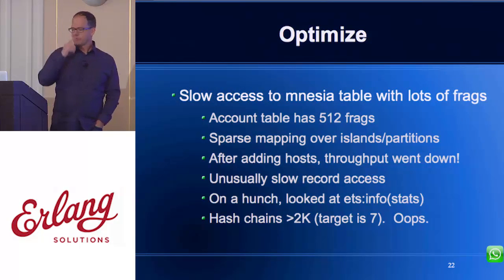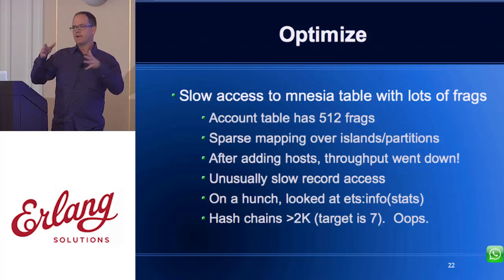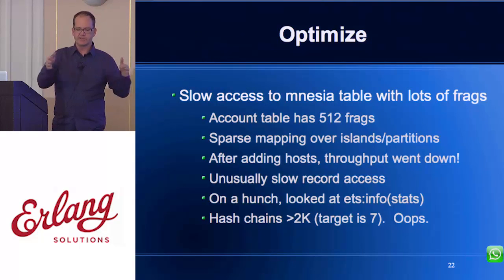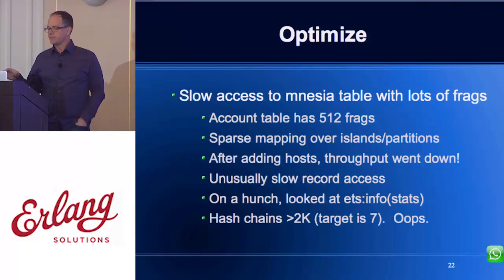Okay, another example. This was a fun one. Our account table has 512 Amnesia fragments, and we're partitioning this into those islands, which means that there's basically a sparse mapping of the users over these 512 fragments. So any given partition is going to be only accessing a small percentage of the fragments, and all the rest are going to be empty and idle. So we doubled the number of hosts because we were running close to capacity on that system, and the throughput actually went down.